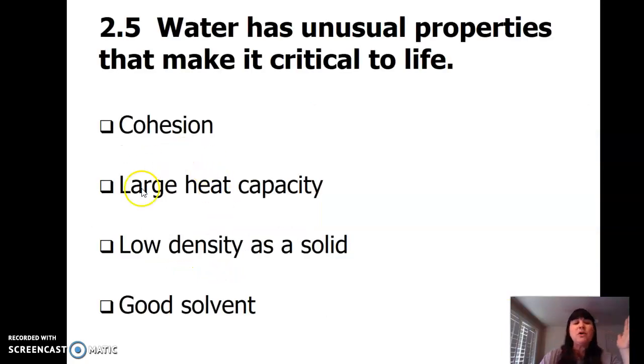All right, so water has features that enable it to support all life. So here are the major features, okay? I love summary slides. So this is a summary slide. So water has cohesion, large heat capacity, low density as a solid, and a good solvent, okay? So these are biggies. You need to know the slide. Okay, so what do these things mean?